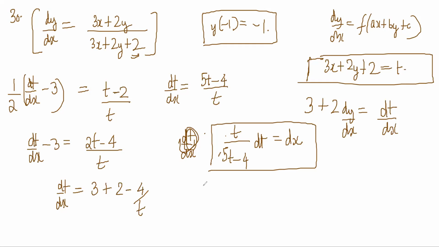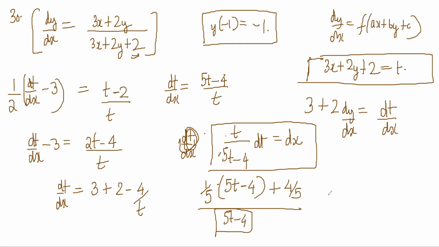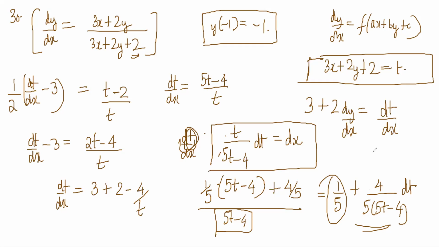How do you integrate this type of thing? We write t as 5t and divide it by 5. You write it as 5t minus 4 plus 4, so it is 1 by 5 times (5t minus 4) plus 4 by 5, divided by 5t minus 4. So it becomes 1 by 5 plus 4 by 5 into 1 by (5t minus 4) dt. This part is done, and this part is a log. You can get the integrations.